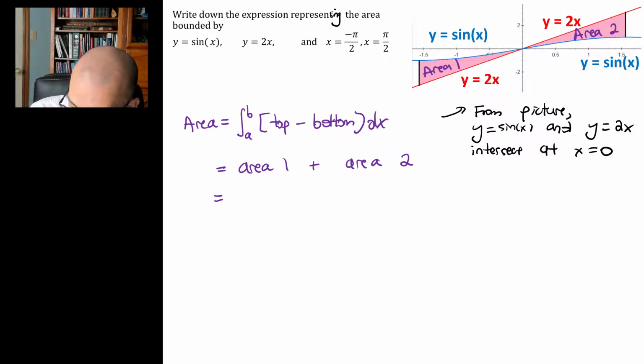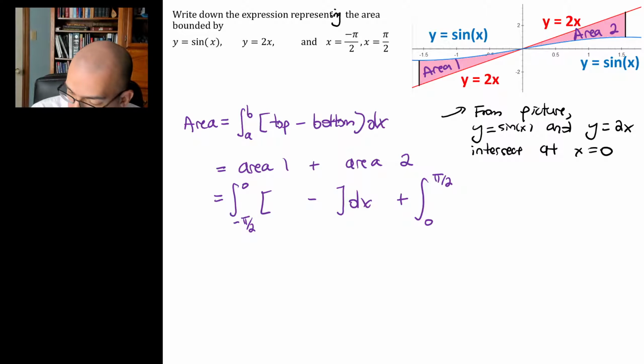So area 1, we're going from negative pi over 2 to 0. And what's the top curve there? Minus whatever the bottom curve there is. Plus area 2, we're going from 0 to pi over 2 of the top minus the bottom, the x.